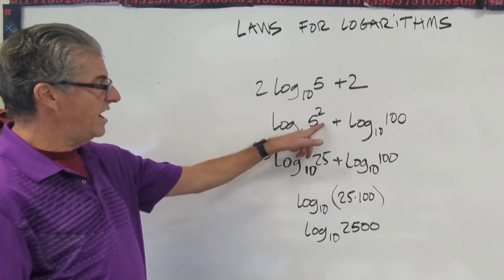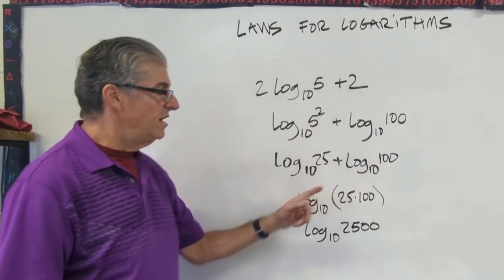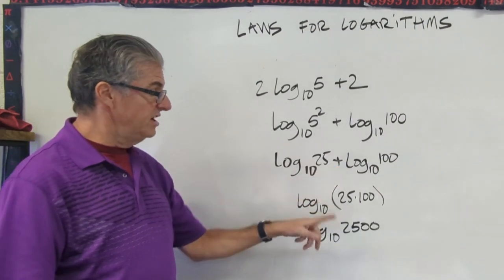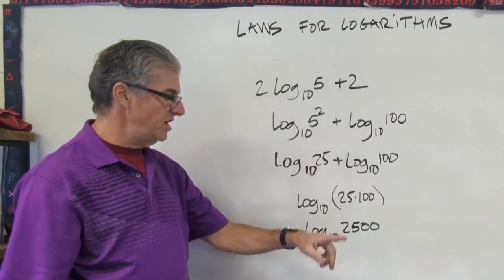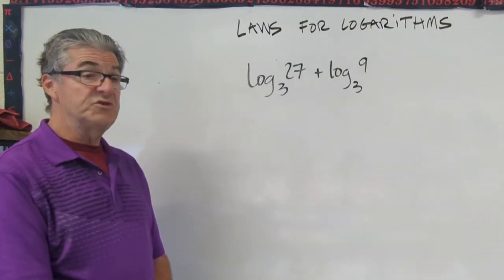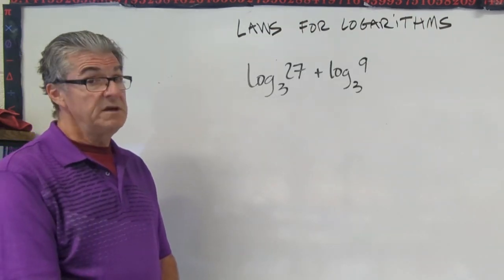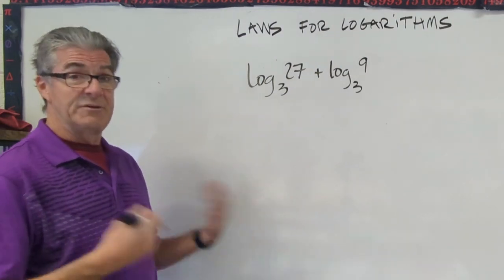All right, here we go. So I just went ahead and I squared the 5. So I have log base 10 of 25 plus log base 10 of 100. When I have addition, that's multiplication inside of one log. So I have log base 10 of 25 times 100, or log base 10 of 2500. Okay, let's do an interesting one. Now this one is going to have a couple ways to do it. So we're going to do it one way first, and then we're going to do it a different way.